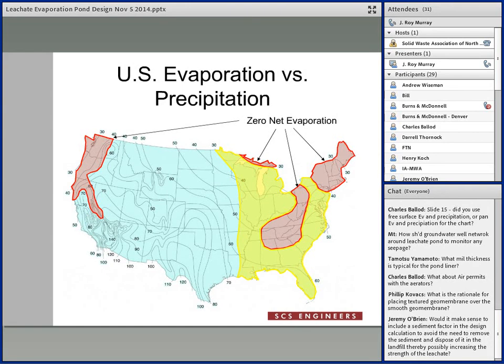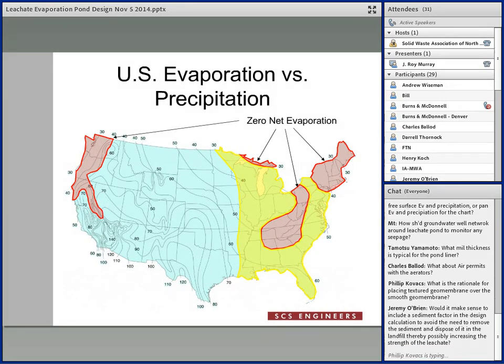What's the rationale for placing textured geomembrane over the smooth geomembrane? Simply because if it's at all wet, smooth geomembrane is really difficult to walk on. So it's a lot easier moving around those slopes if you've got textured geomembrane. That's it in a nutshell.